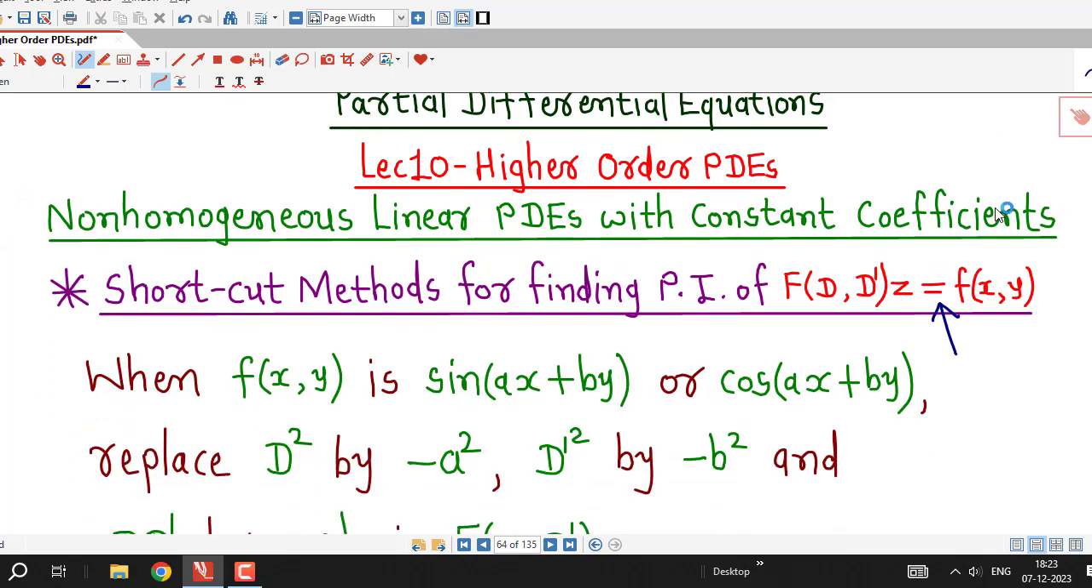In this lecture, we are going to discuss the case that the right hand side function is either sine of ax plus by or cosine of ax plus by. If we have this special right hand side, then we have another method for finding the particular solution or particular integral of this type of non-homogeneous partial differential equation.